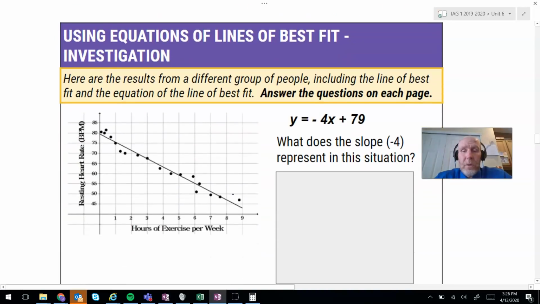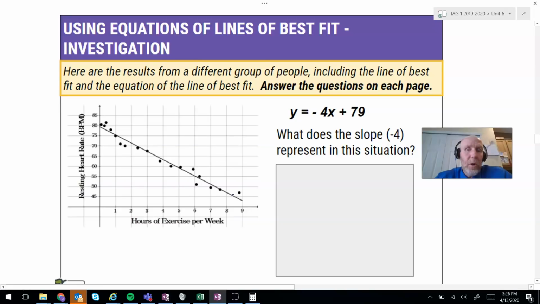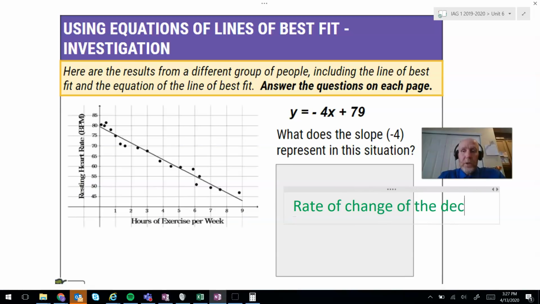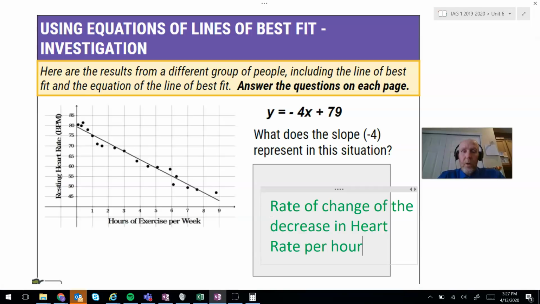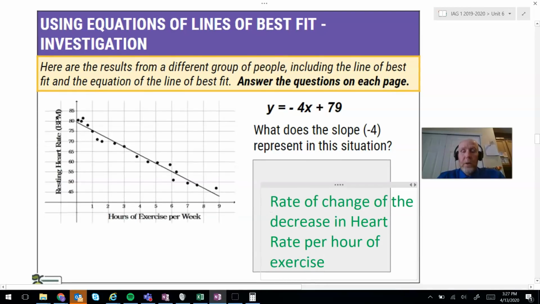Another thing that they might ask us about lines of best fit is what does the slope represent? And this goes all the way back to first trimester, where anytime we were dealing with the slope, we always talked about how it represented a rate of change. And so in this situation, the slope of -4 would represent the rate of change of the decrease, because it is negative: the decrease in heart rate per hour of exercise. So showing that your heart rate will go down every hour you exercise.